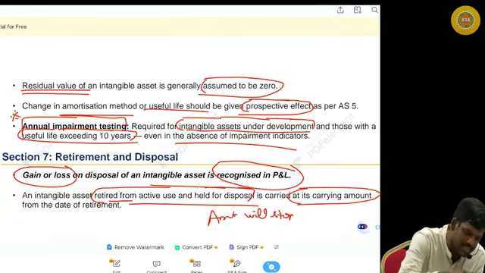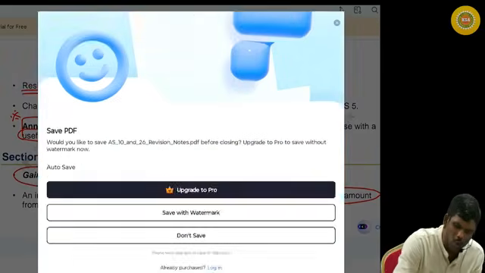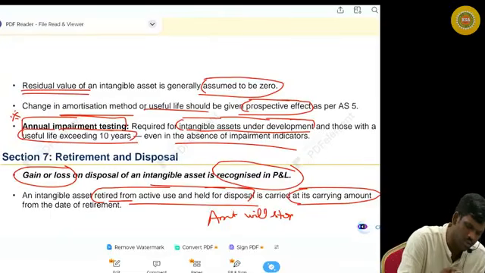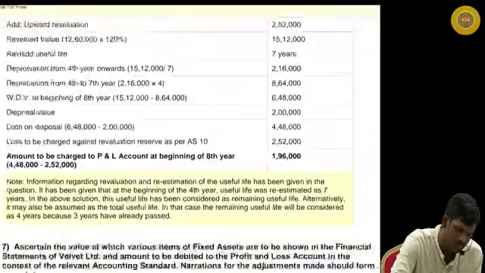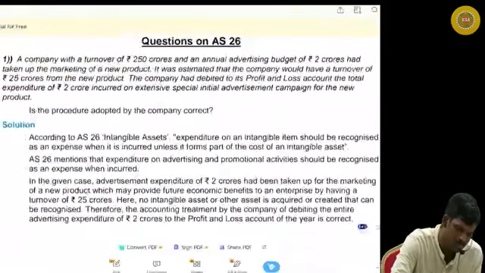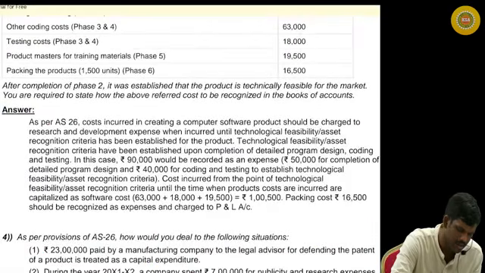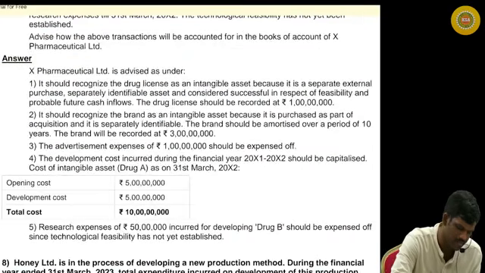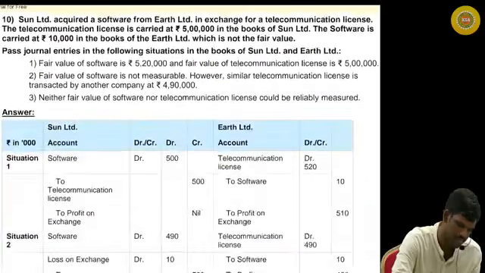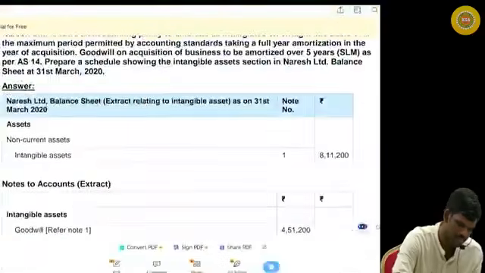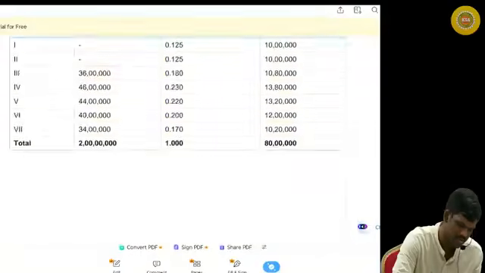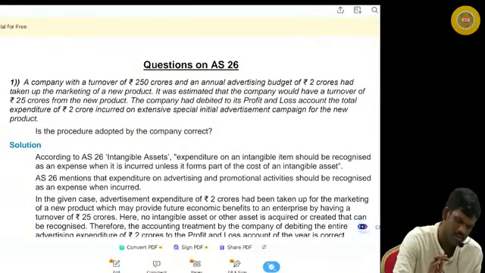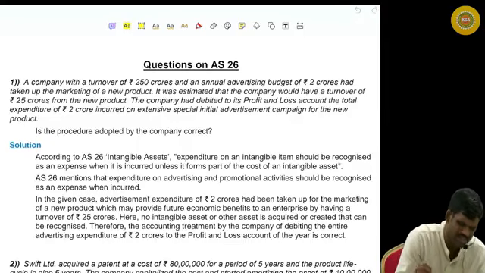So let us see certain interesting sums in AS26. With that, we can close this standard. A very easy standard. You can actually revise it very quickly. So let me just go to the questions. Okay. First one is actually a very simple question. Mainly he will try to make us emotional by using certain words.